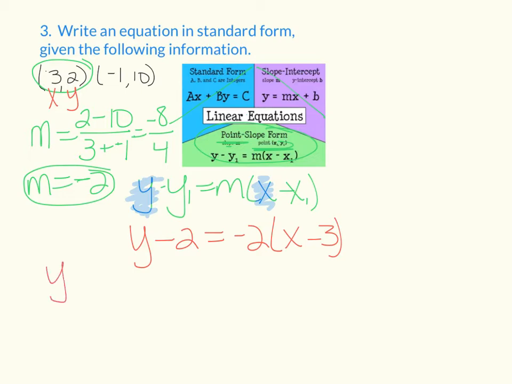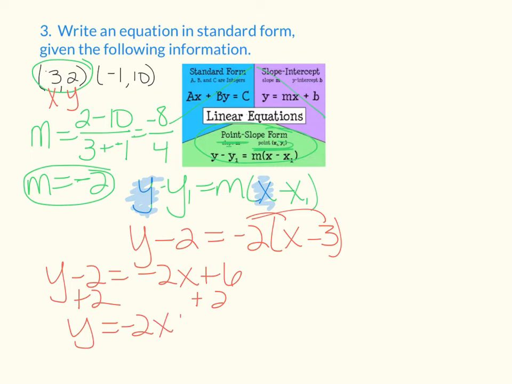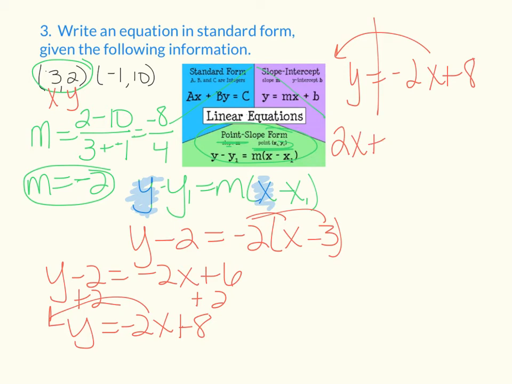I'm going to move this over so I have room. All I did was distribute my negative 2. Now I'm going to add 2, so I'm going to isolate the y. So y equals negative 2x plus 8. Now remember, we want standard form, so I need my x term over here. I'm going to take our x term over. Remember, we're crossing the equal sign, so it's going to make it a positive 2x. Make sure your a term is positive and it's not a fraction, and in this case we are done.